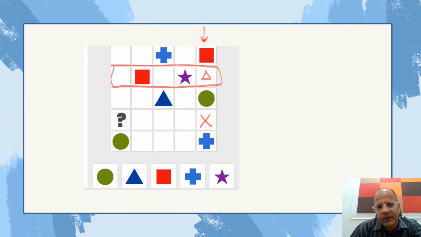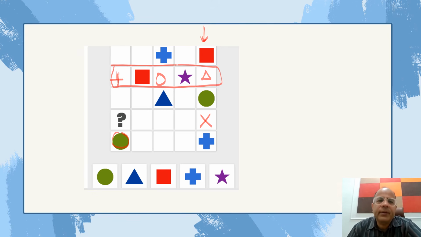Now this is a triangle, this is a star, and there's already this square. So the possibility for this is going to be either a circle or a plus sign. But since a circle is over here, it is only going to be a plus sign over here, which leaves me with a circle over here. Okay, so my row is also filled.